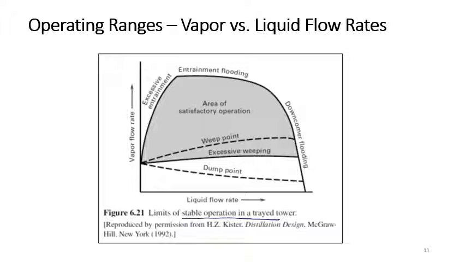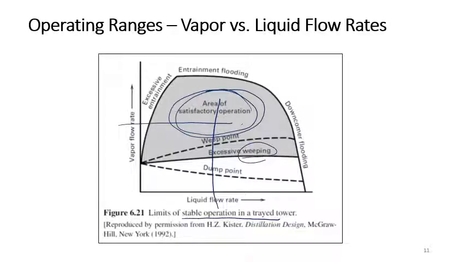So when you know a liquid flow rate, let's say liquid flow rate is here, some numbers, and molar vapor flow rate is here. You want the vapor and liquid flow rate to be within this area of satisfactory operation. You don't want it to be in the weeping area, or near the weeping point or the dump point, and you also don't want the liquid flow rate and vapor flow rate to be outside this envelope. Okay, you don't want excessive entrainment, flooding, and so on. You want it to be in this area of satisfactory operation. So that's why you need to know to adjust the vapor and liquid flow rates.